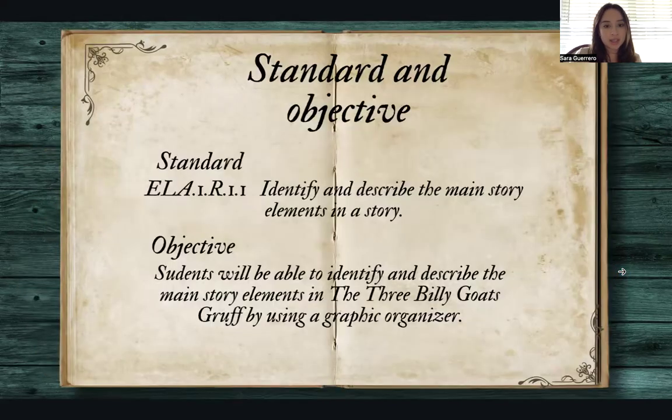We will be talking about our standard and objective. So for today, we are going to be able to identify and describe the main story elements in a story. And students will be able to identify and describe the main story elements in The Three Billy Goats Gruff by using a graphic organizer.